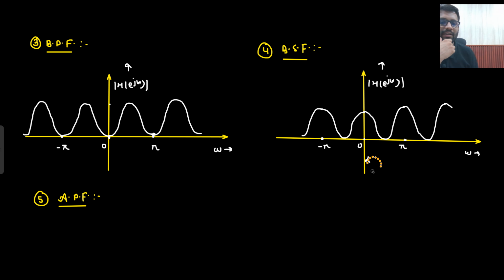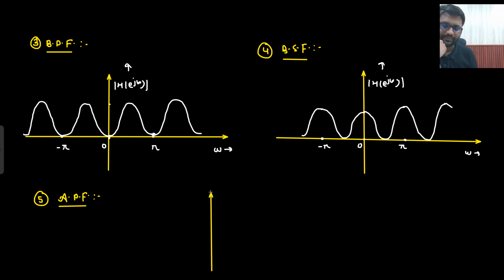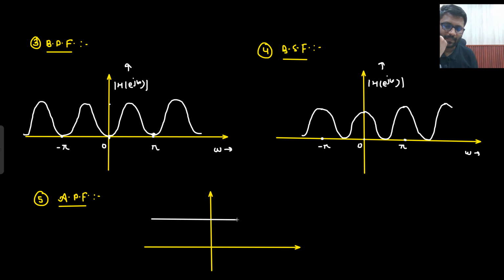And what about all pass filter? All pass filter will simply be one to the power n. What did I say? 1 to the power n? No, 1 to the power n is not an all pass filter. Really sorry guys, I should not have said 1 to the power n. 1 to the power n is not an all pass filter.